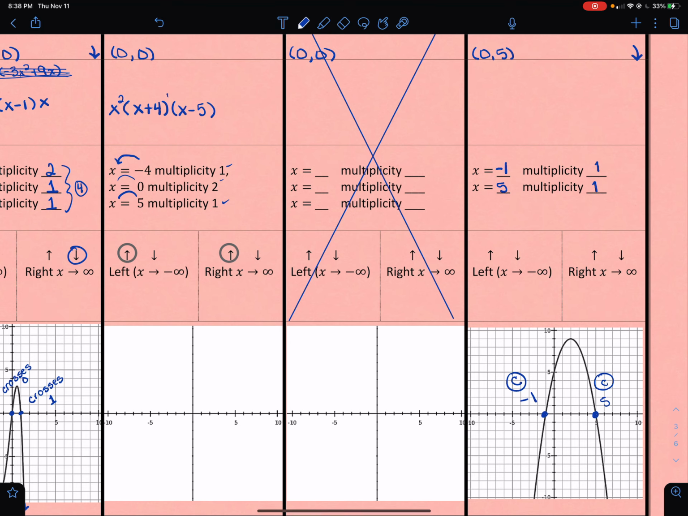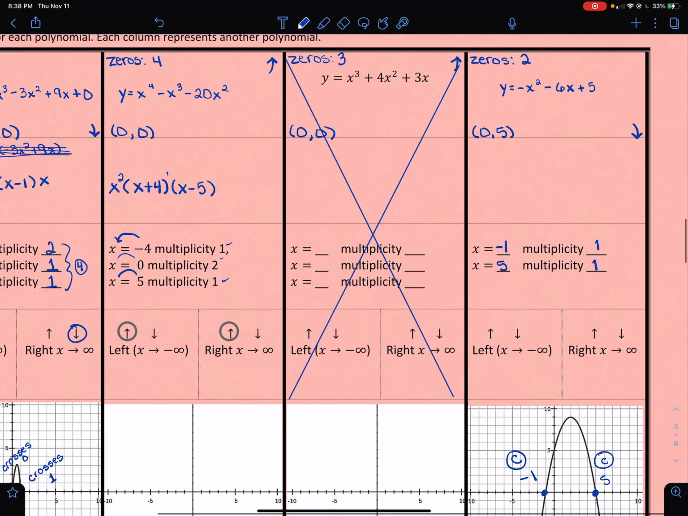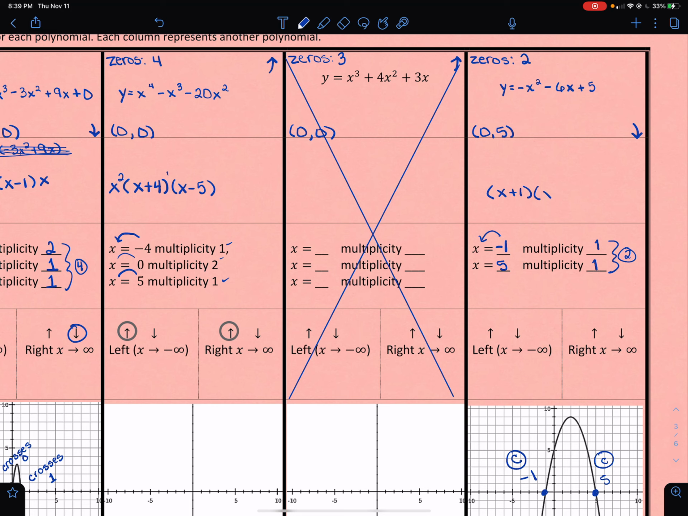Okay. And the reason that I know it's 1 and 1 is because my degree is 2. So these two here add up to a degree of 2, the multiplicity. Okay. Move this -1 to the other side, and I've got x plus 1. And I've got x minus 5. Okay.